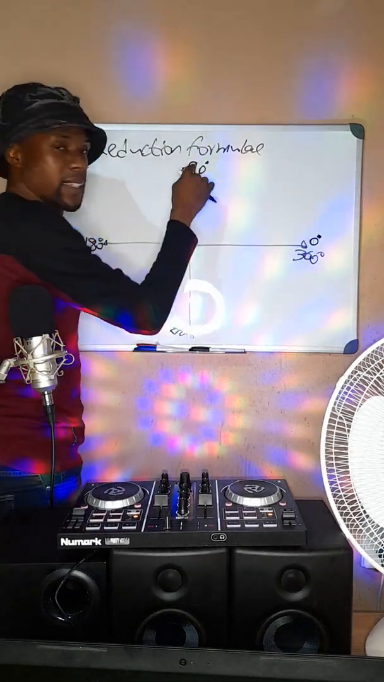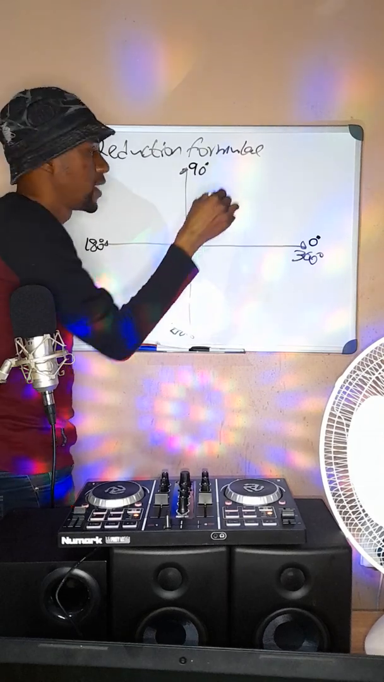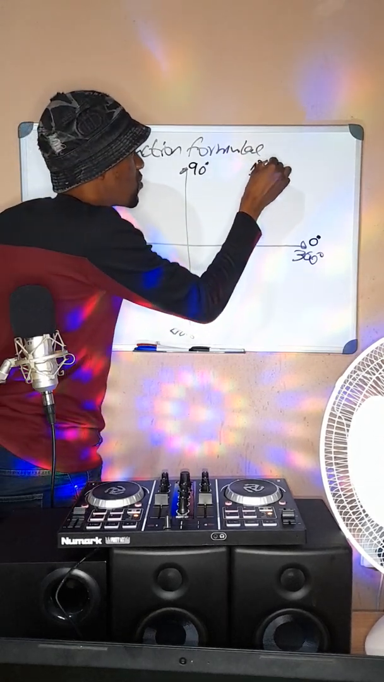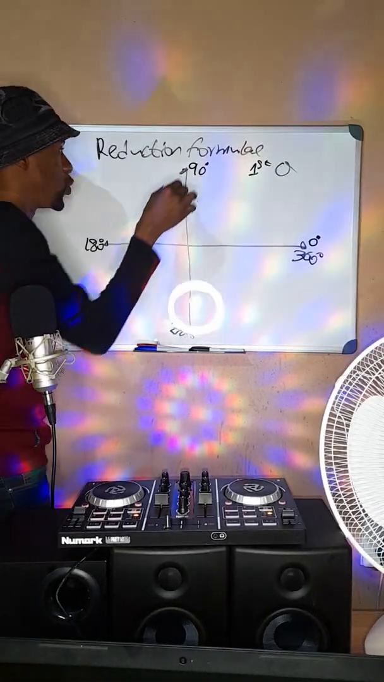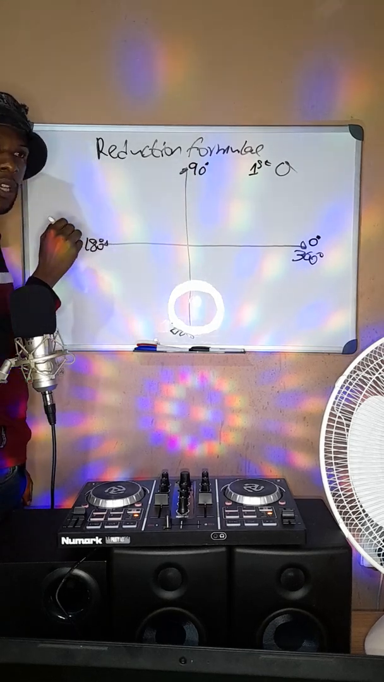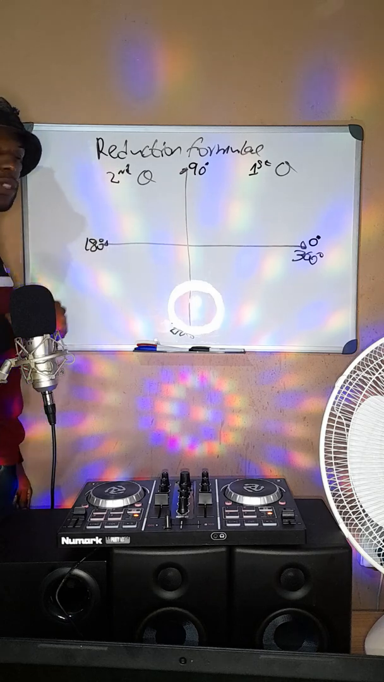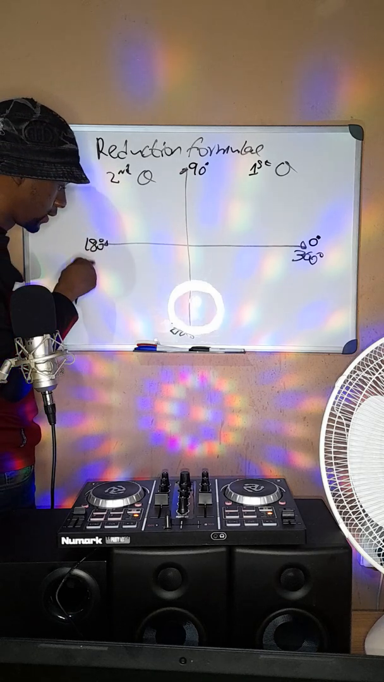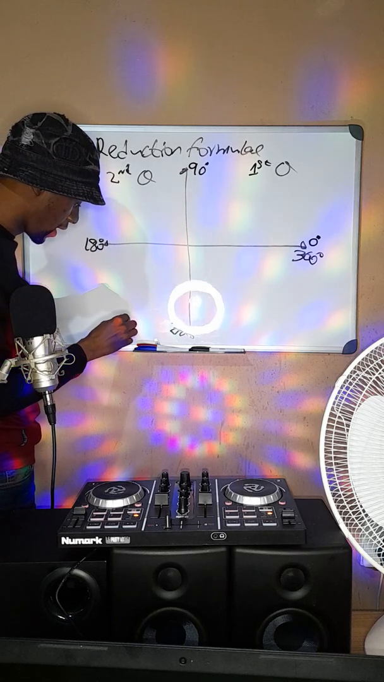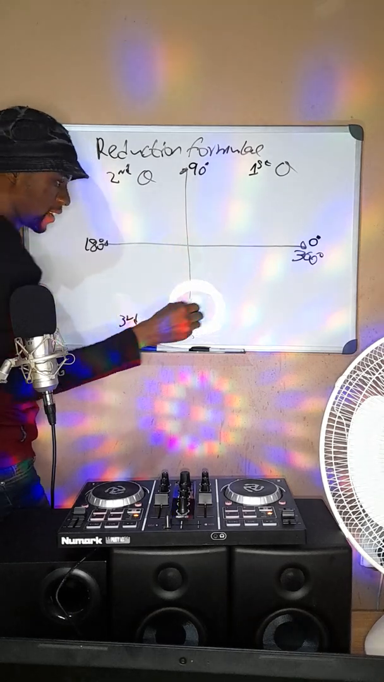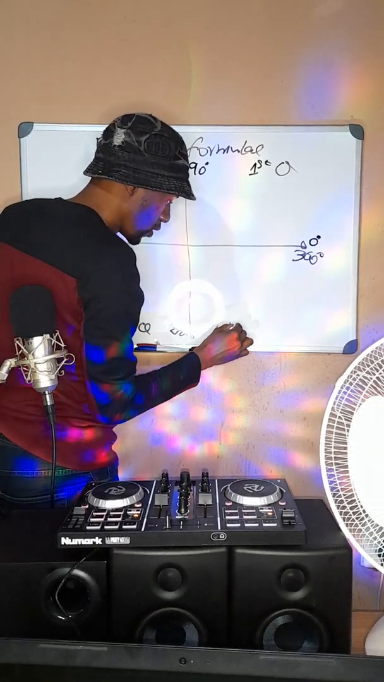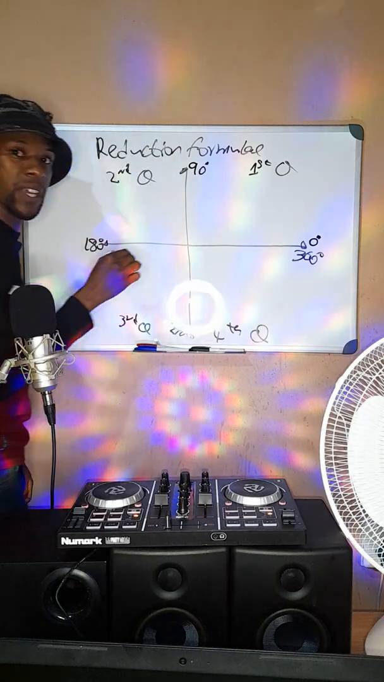Between 0 and 90 degrees, we are saying that we are having the first quadrant. This is our first quadrant, okay? Between 90 degrees and 180 degrees, we are having our second quadrant. That is our second quadrant, okay? Between 180 degrees and 270, we are having our third quadrant. In that order, then in this case, we are going to have the fourth quadrant, okay?